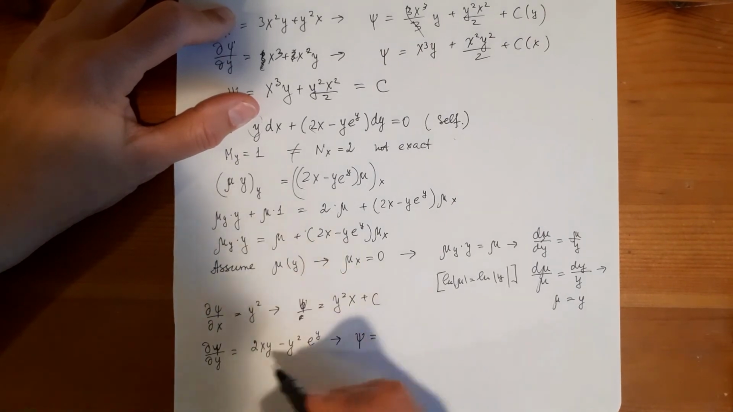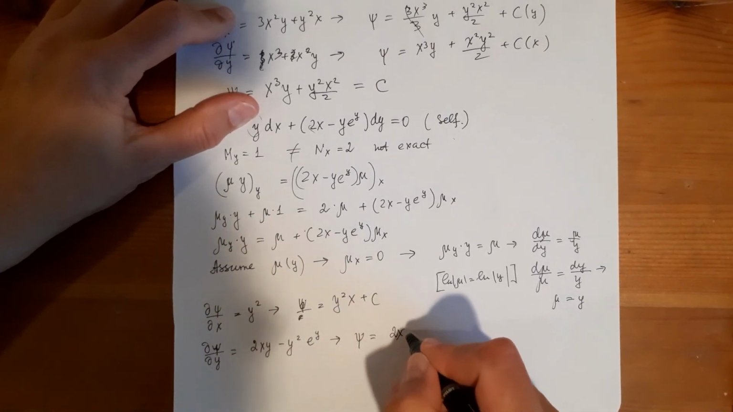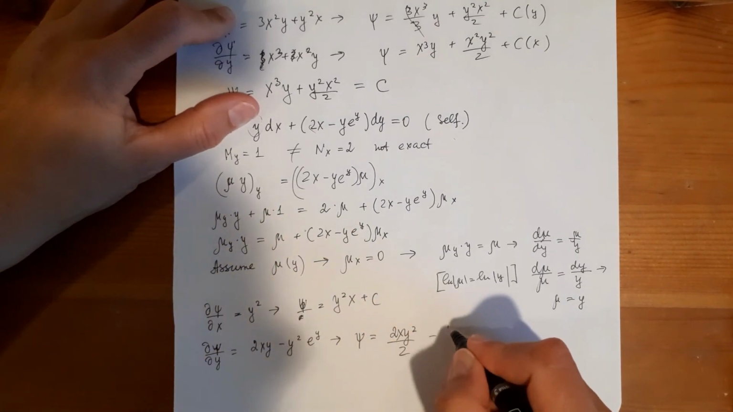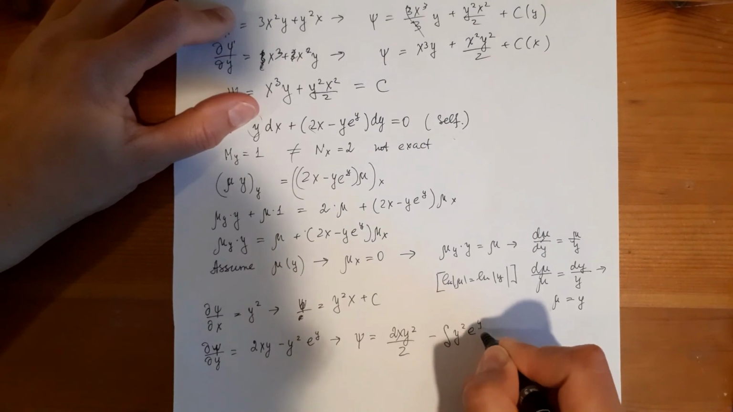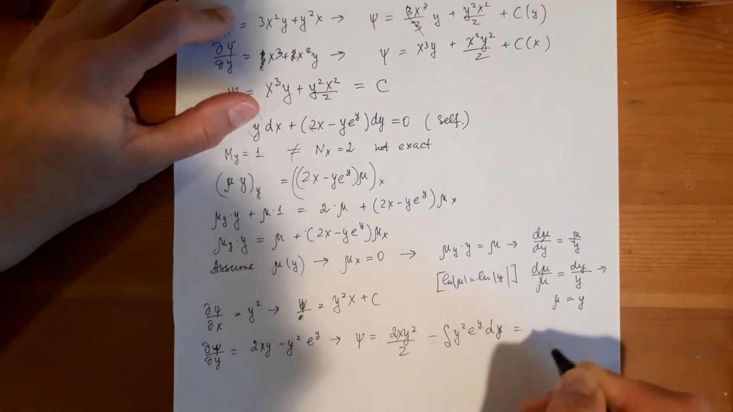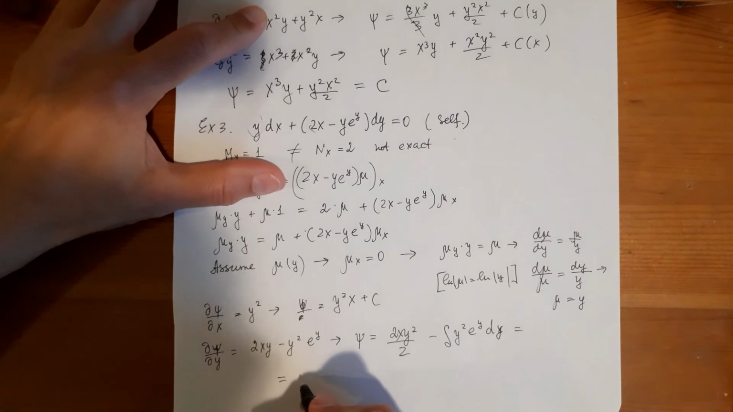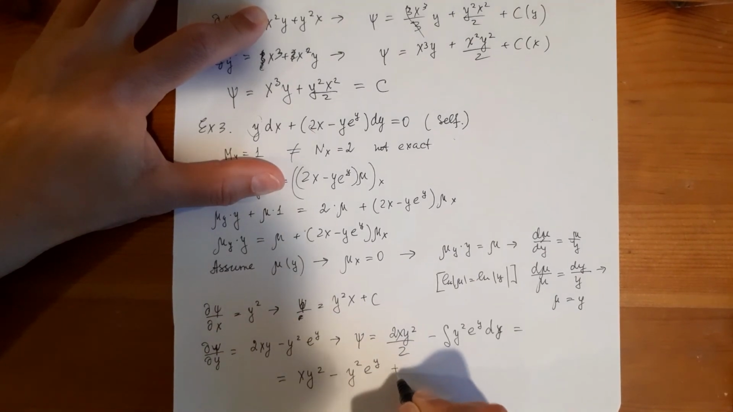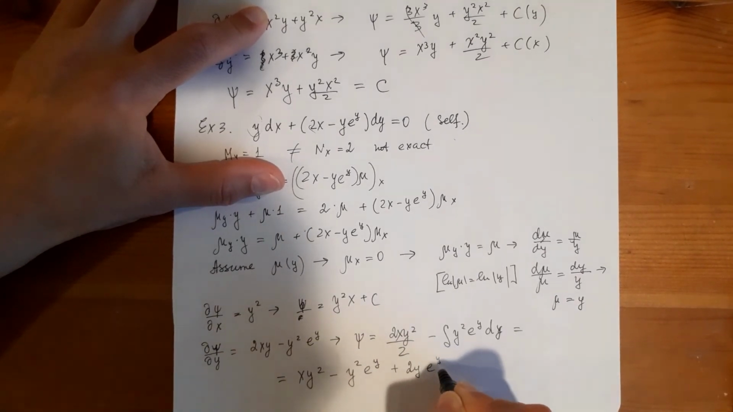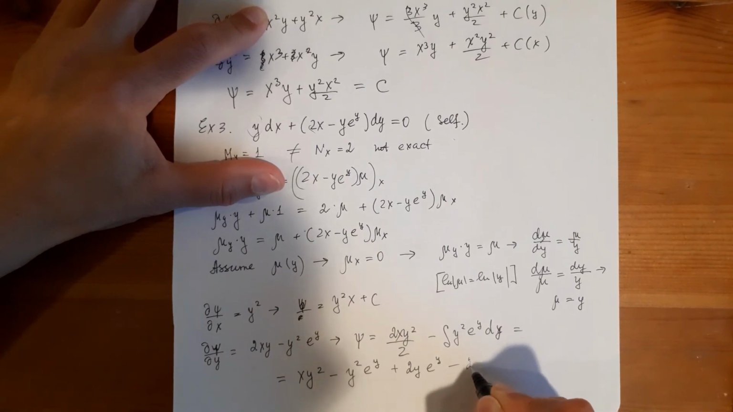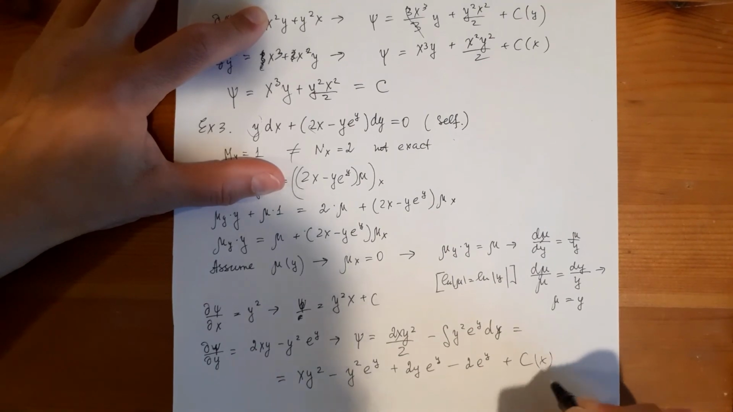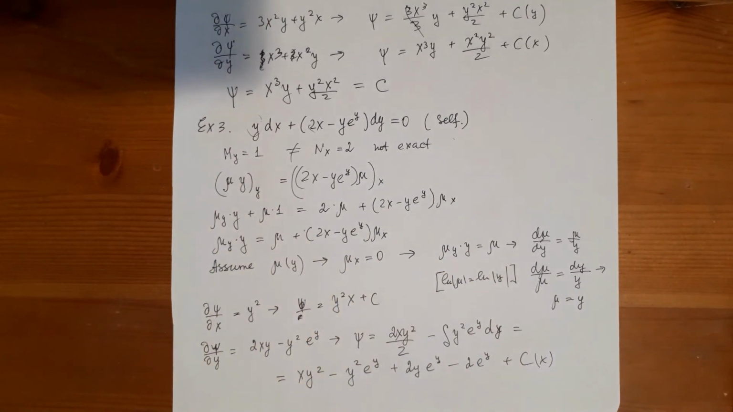Phi equals, integrating this is going to give me 2xy squared over 2. Integrating this, who remembers integration by parts? I'm going to write it down, minus y squared e to the power of y dy. Well, it's going to take a second, but not too long. So x y squared minus y squared e to the power of y plus 2y e to the power of y minus 2 e to the power of y, and the constant of x, right?